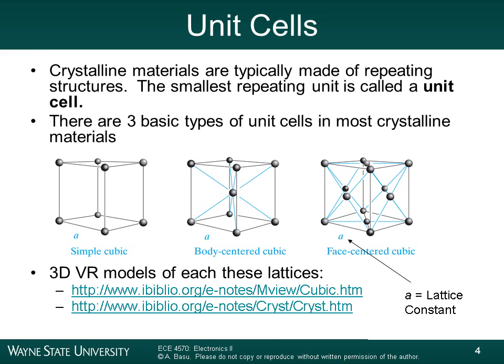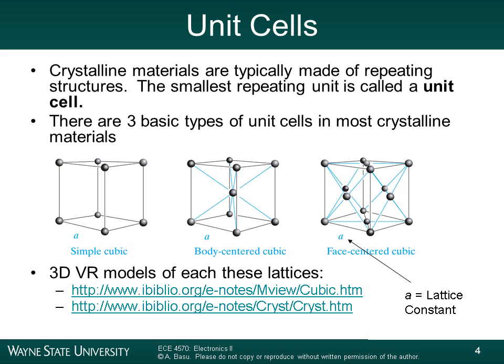So when we're talking about crystalline materials, we talk about unit cells. We're not going to spend too much time on this, just enough so that you know a little bit about what silicon is like. The smallest repeating unit is called a unit cell. In most crystalline materials, there's three basic types of unit cells. There's something called a simple cubic, there's something called a body-centered cubic, and then there's something called a face-centered cubic.